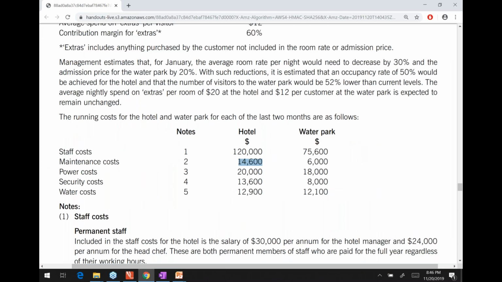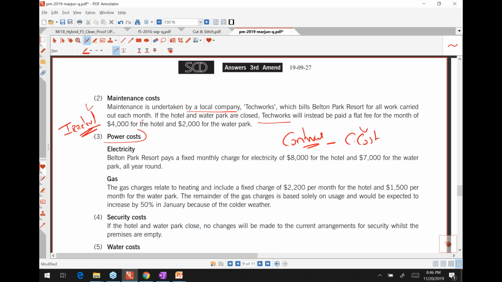Then we have power cost 20,000. So what's written about power cost here? In power, you have electricity and you have gas. Two things. So let's read for electricity. Belton Park Resort pays a fixed monthly charge for electricity of 8,000 for the hotel and 7,000 for water park all year round. Okay, so this is a monthly charge, and this is fixed, which means it's a committed cost. Whether you continue in the month of January or you discontinue it, you need to pay this cost. So this is a committed cost of 8,000.